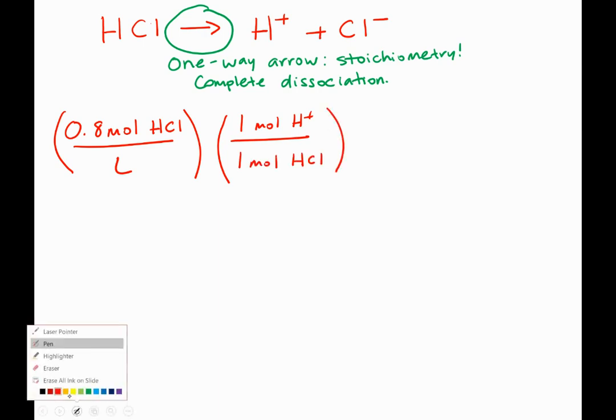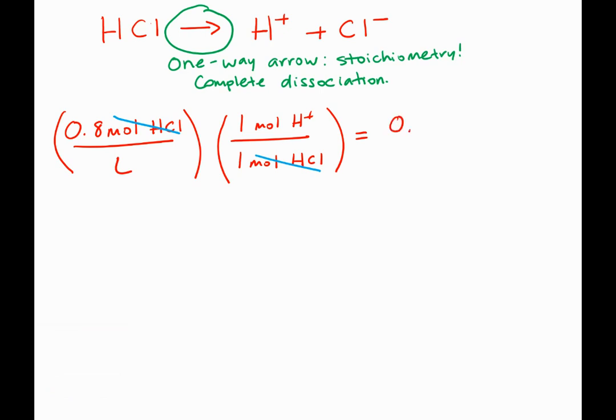1 mole of H plus is produced for every 1 mole of HCl that you have. Then we cancel out some units. So the moles of HCl cancel, and I've converted into moles of H plus. And I find that this solution contains 0.8 moles of H plus per liter of solution. And so the concentration of H plus in this solution is 0.8 molar.